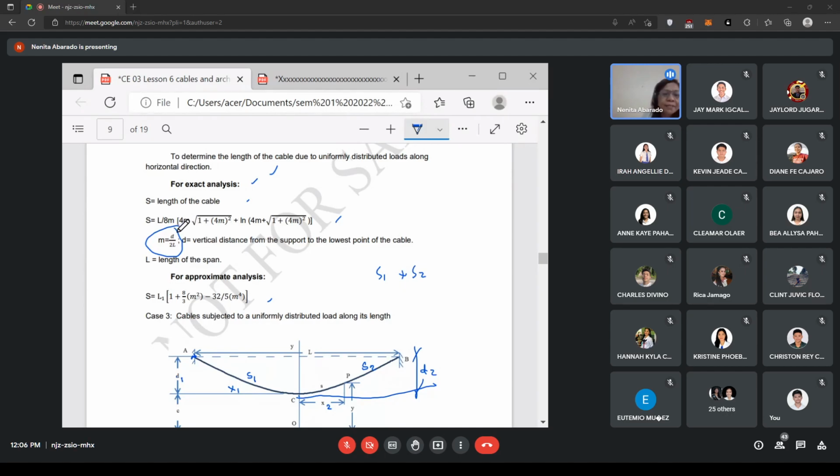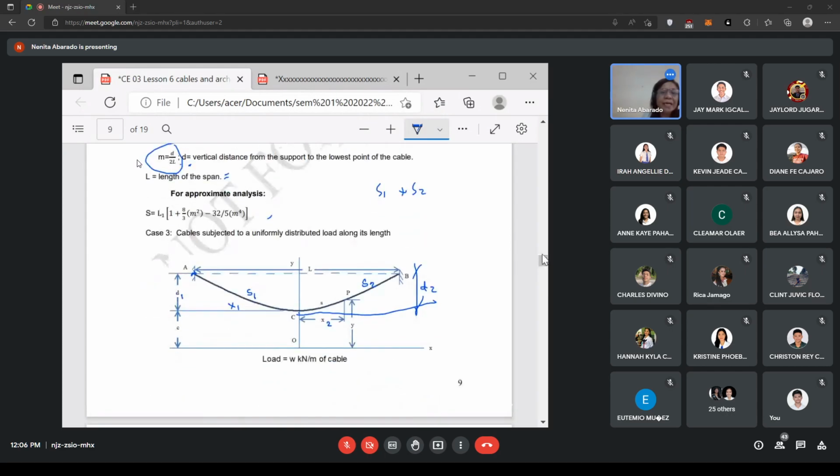So we have M is D over 2L. Alin ang L? That is our length, the length of the cable. Okay. So vertical distance from the support to the lowest point of the cable, that is D, okay? L is the length of the span, okay? So that is how you're going to determine the length of the cable, approximate and exact.